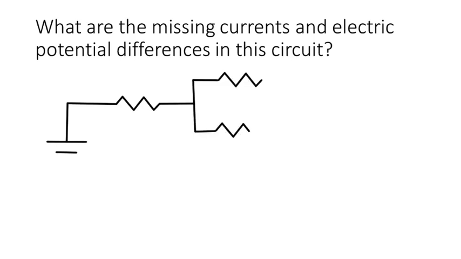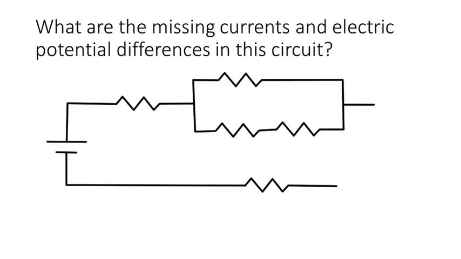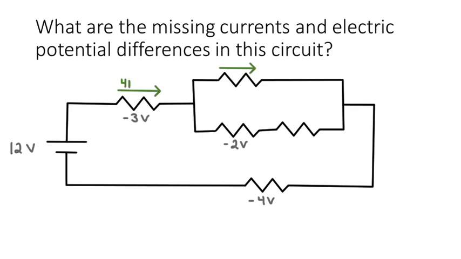Okay, so here's a kind of sloppily drawn circuit diagram that shows 1, 2, 3, 4, 5 resistors connected to a single battery. And the question is, what are the missing currents and electric potential differences in the circuit? So if you want, press the pause button for a minute, draw that in your notes, and try to figure out what the missing currents and electric potential differences are, and then press play and pick it up.